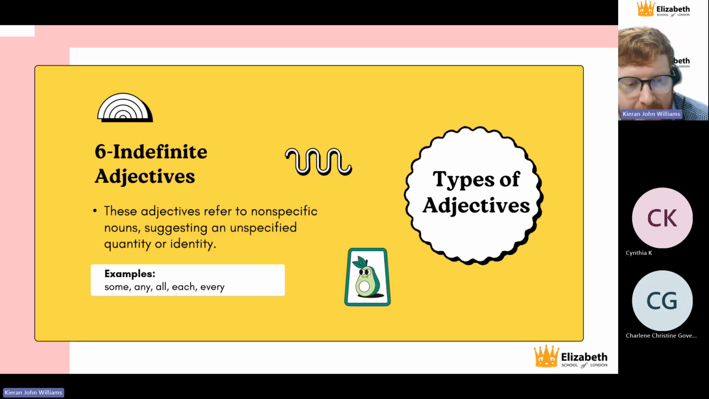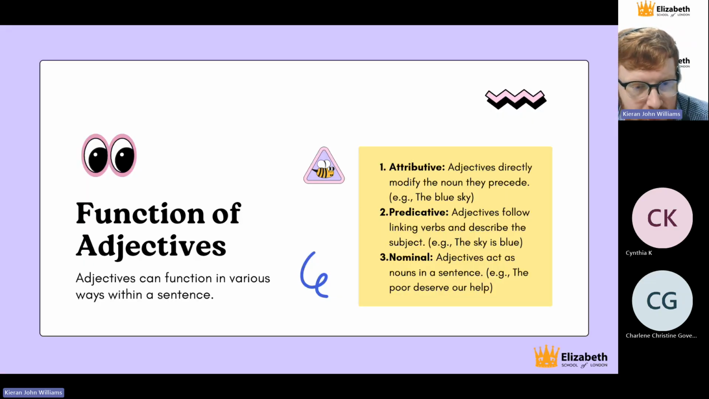So we're talking about some, any, all, each, and every. Somebody, anybody, everyone. Those are our 6 different types of adjectives. Now, let's finally just think about the function. Adjectives can function in various ways. They can come before the noun, like you can see here, the blue sky, or they can come afterwards, as in the sky is blue, if you have a verb to help you out.